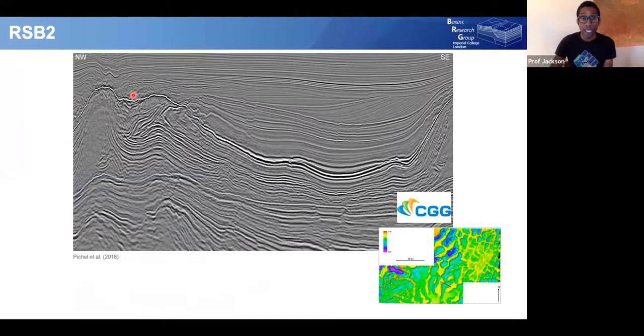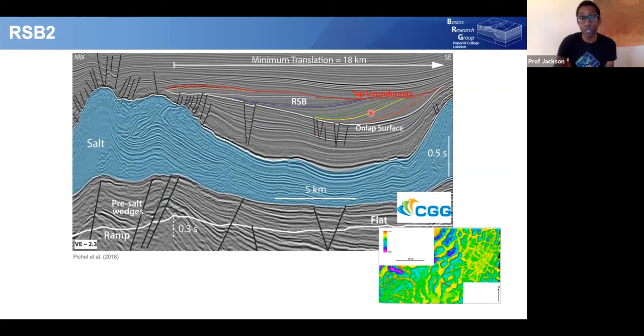Let's take you further towards the southwest, towards Ramp-Syncline basin 2. This is the uninterpreted profile. Here's the interpretation, salt is in blue. And we see this really beautiful broad Ramp-Syncline basin in here with these intra Ramp-Syncline basin growth packages defined by these colored reflection horizons mapped in here.